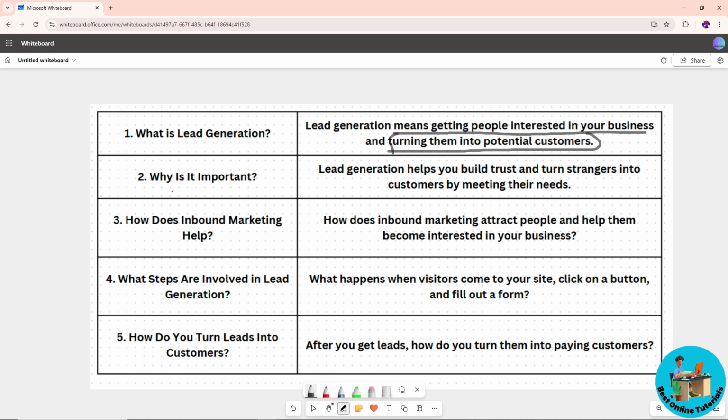And next up, why is it important? So guys, lead generation helps you build trust and turn strangers into potential customers by meeting their needs.